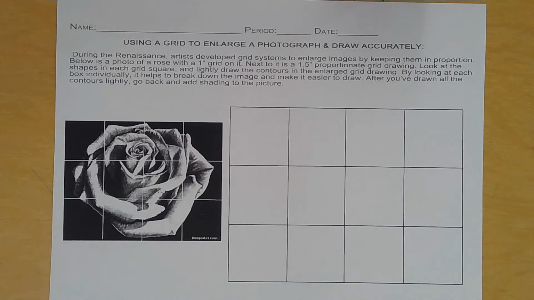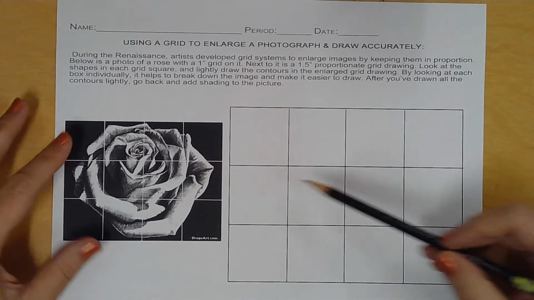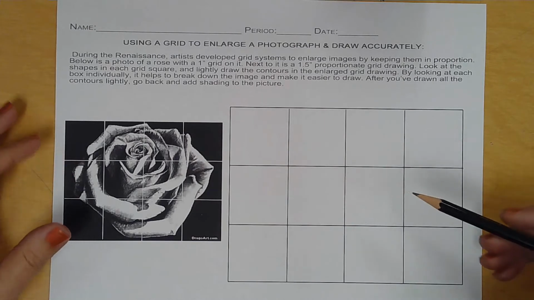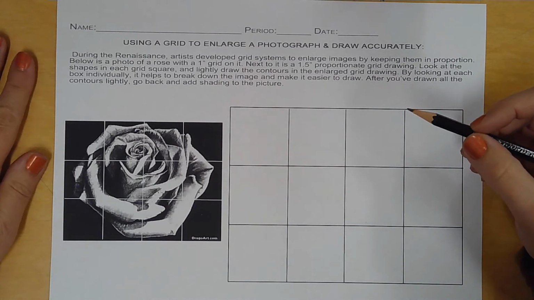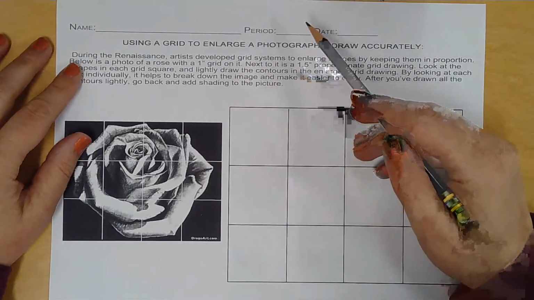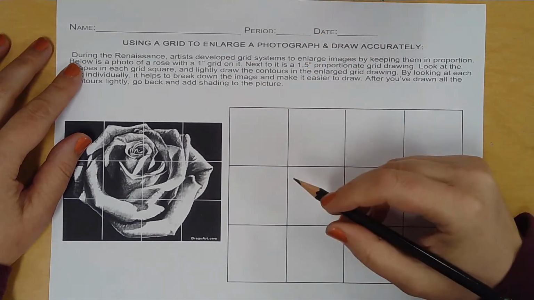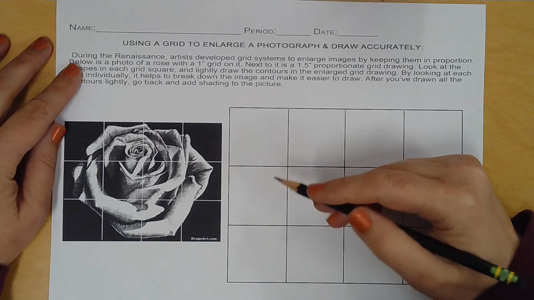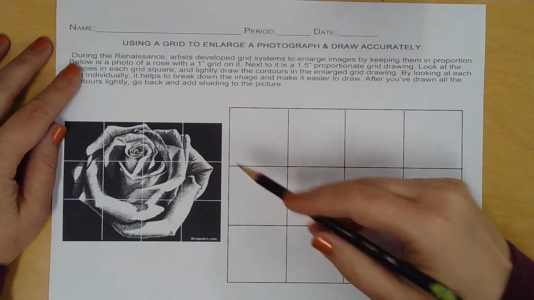All right, let's talk about drawing with a grid. So you're going to be using the grid technique to enlarge this rose and then later to add value to it. The first thing that you need to do is, of course, put your name on the worksheet, your period, and today's date. And then you will begin to draw a very light contour of the rose.